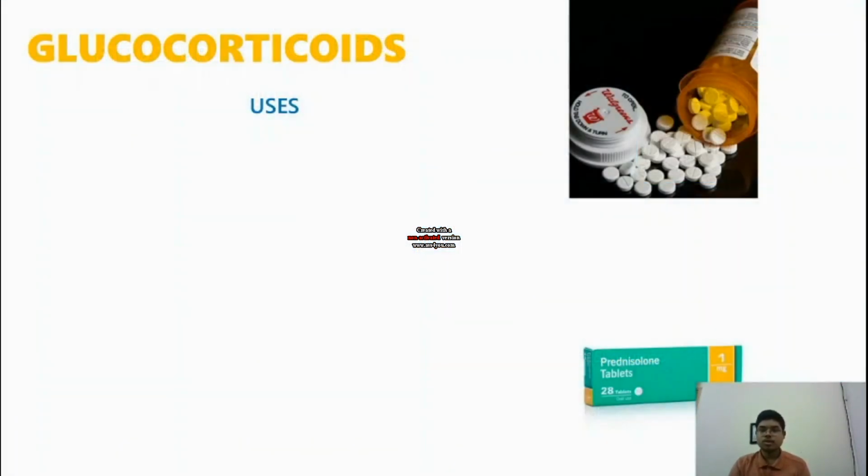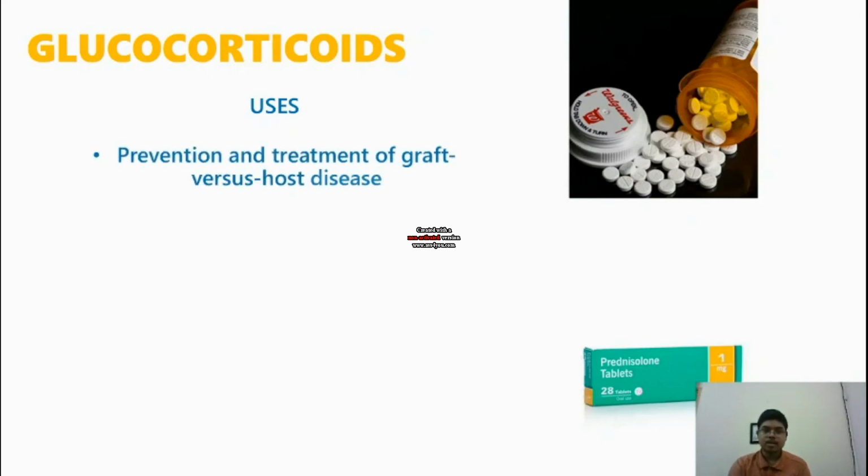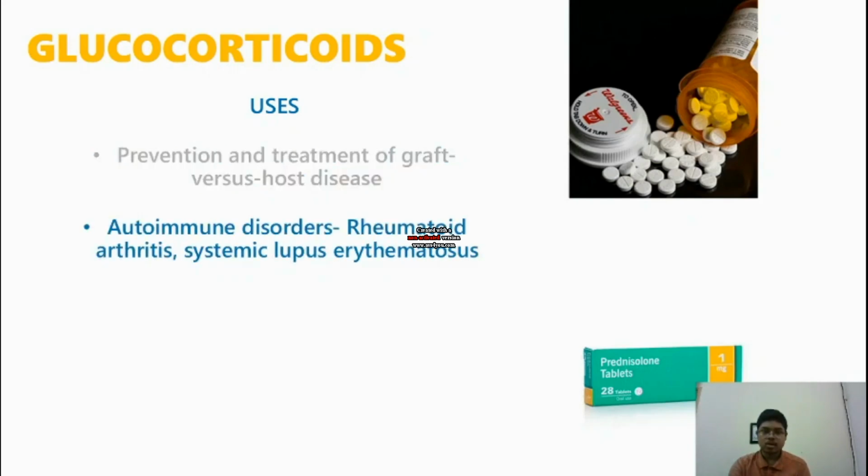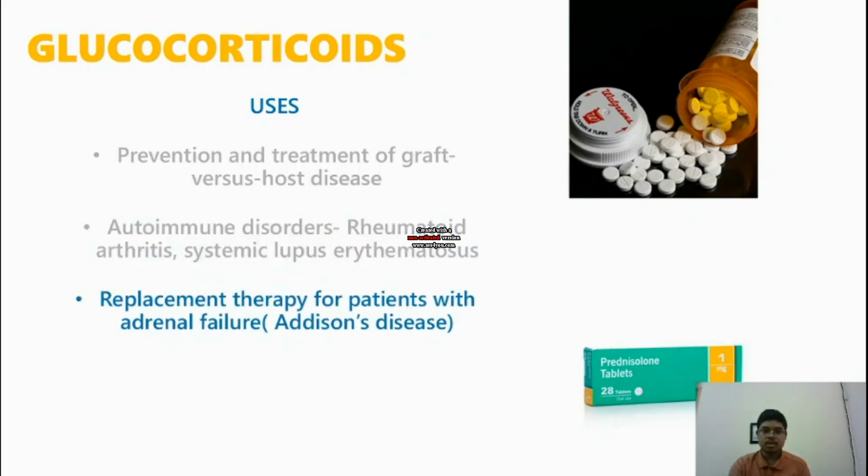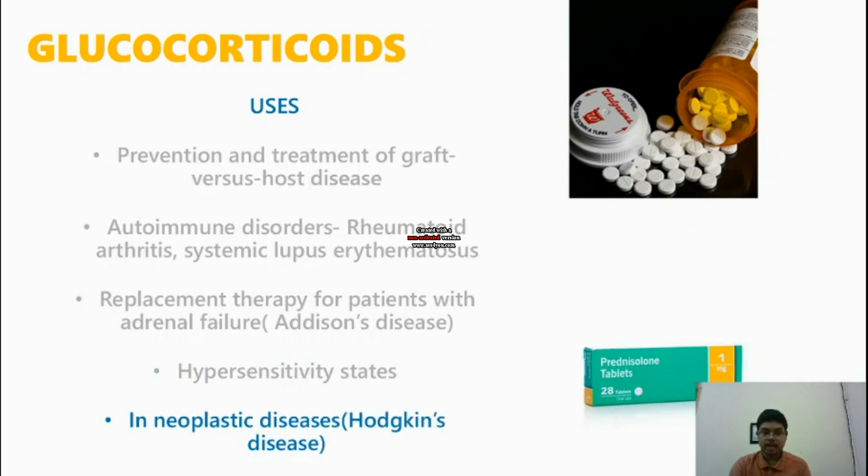Now coming to uses of glucocorticoids. Glucocorticoids are indicated in many clinical states like prevention and treatment of graft versus host disease, autoimmune disorders such as rheumatoid arthritis, systemic lupus erythematosus, replacement therapy for patients with adrenal failure, such as in case of Addison's disease, and also in hypersensitivity states and in neoplastic diseases like Hodgkin's disease.